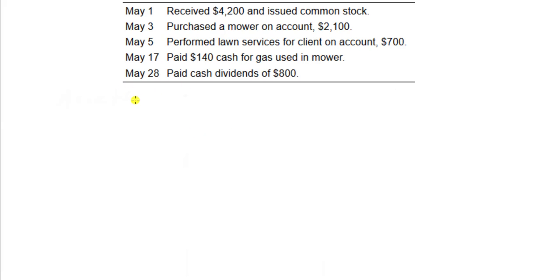Okay. So assets equals liabilities. So the total value of all of your assets is equal to liabilities plus equity.